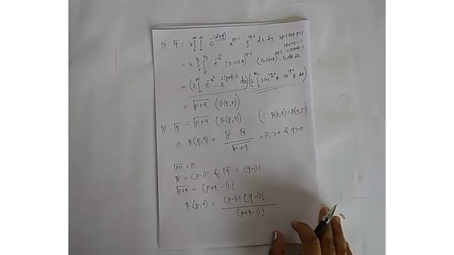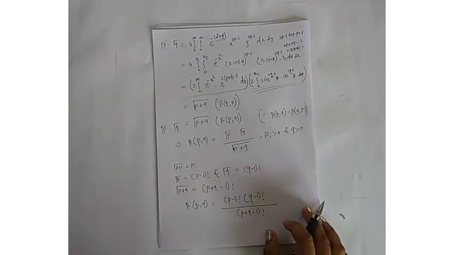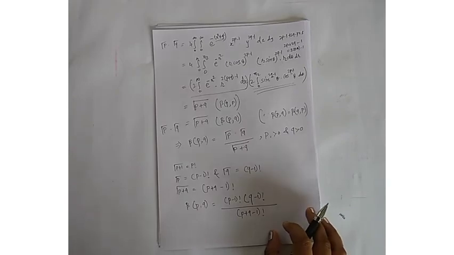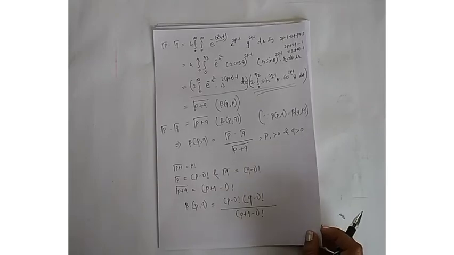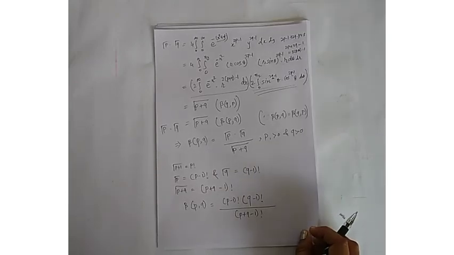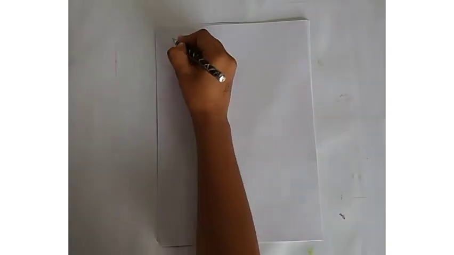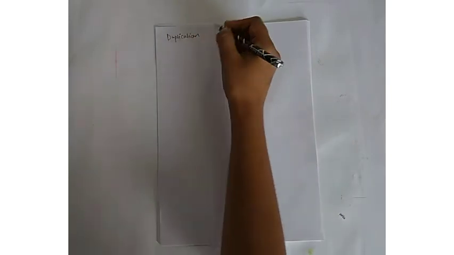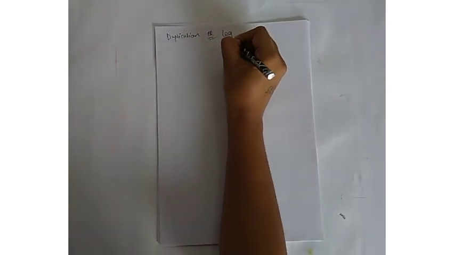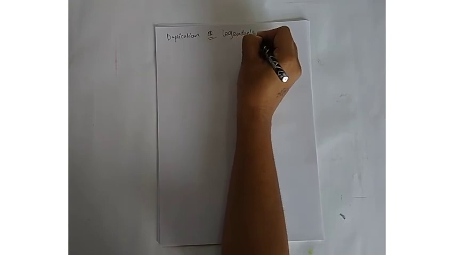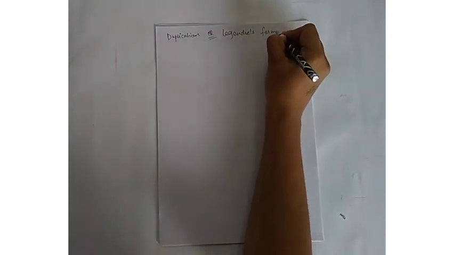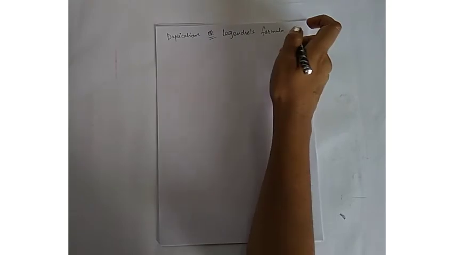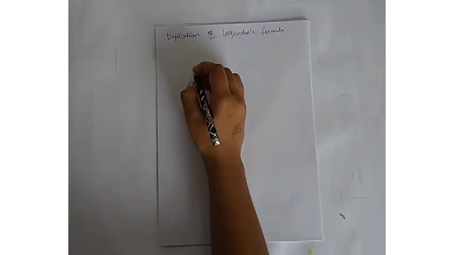Now we are going to solve some examples. This is an important formula, without proof, which is called the duplication formula or Legendre's formula. In our syllabus, this formula is without proof.